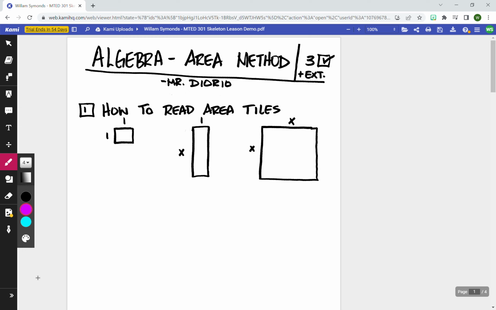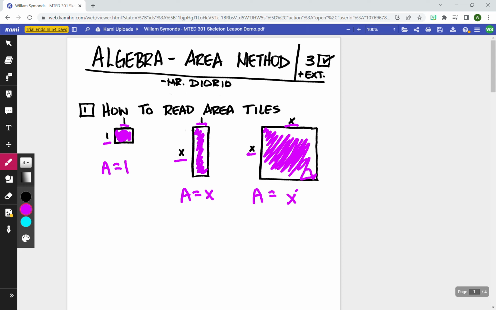Area tiles are just tiles that we use to describe how much area something takes up. In this case, the tile on the left, if I colored it in, gives us a 1 by 1, length times width, and if I multiply that, it would give us an area of 1. The bar in the middle, if I color that bar in, would give us an area of x times 1, which gives us area equals x. And if I were to color in the box to the right, I would get x times x, which would give us an area of x squared.